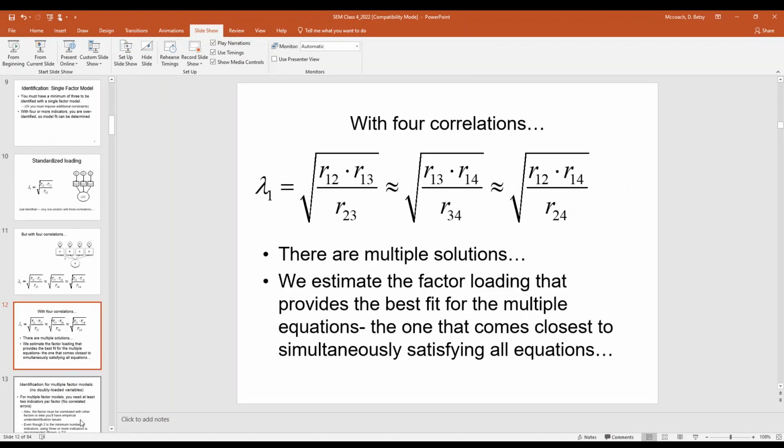So again, with 4 correlations, there are multiple solutions, and we have to come up with one factor loading here that simultaneously provides the best fit for these multiple equations. We want to come up with something that comes the closest to simultaneously satisfying all of these equations.